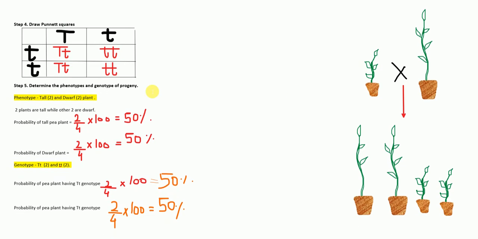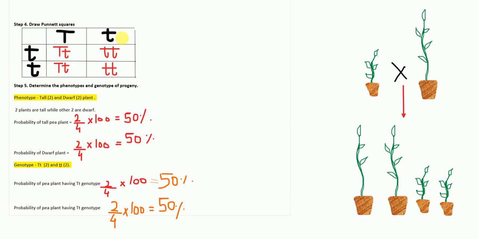For this, we have to make a table. And in the table, on this side, write the gametes produced by one plant. So here I have written the gametes produced by homozygous dominant plant. So I have written 1 capital T and 1 small t. On this side of the table, I have written the gametes produced by the homozygous recessive parent.